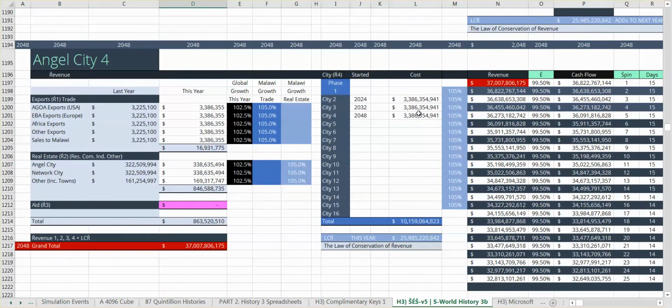Now, remember I said at the beginning, we can see it here now. 3 cities. 1, 2, 3. 3 different cities. And that is something that I missed on the earlier presentations. I missed telling the viewer that in 2024 there's 1 city, 2032 there's 2, 2048 there's 3.